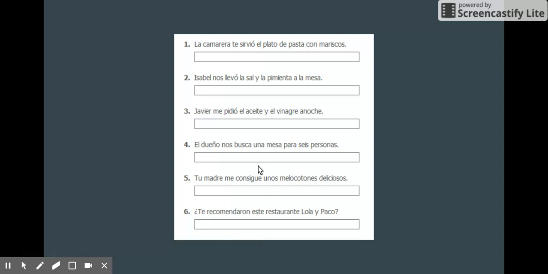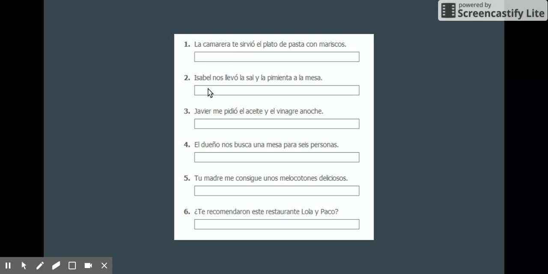So for the homework in the first activity, what you have to do is replace the direct object with the direct object pronoun. So for the first sentence, la camarera te sirvió el plato de pasta con mariscos. What was served? El plato de pasta con mariscos. So the direct object pronoun would be lo. Since we know the order is RID, and this is the indirect object pronoun, we would place the direct object pronoun afterwards, giving us la camarera te lo sirvió.